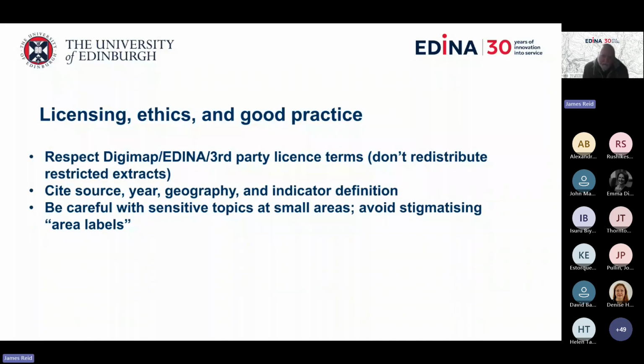A few other things to think about when you're using census data is to respect the licensing, not just Digimap and EDINA's, but third-party license terms. Don't distribute restricted extracts, cite source, year, geography, the indicator used, and be careful with sensitive topics at small areas. So it's quite easy, particularly for area profiling, to stigmatize areas by labeling them inappropriately. So these are minor things to think about, but they're significant in terms of any academic outputs.